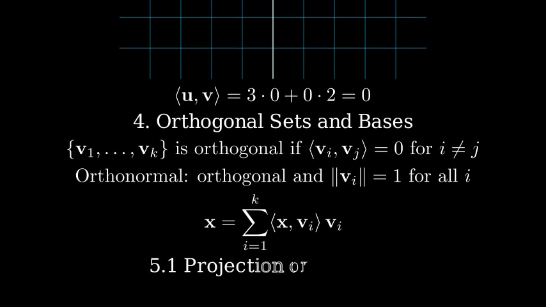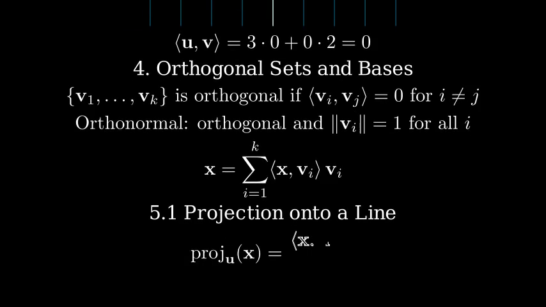Let's now explore orthogonal projections. First, let's look at the projection of a vector onto a line. The projection of a vector x onto the line spanned by a non-zero vector u is given by this formula. The inner product of x and u divided by the inner product of u with itself, all multiplied by u. Geometrically, the projection represents the shadow of vector x onto the line along vector u.